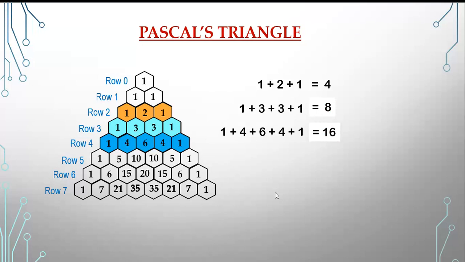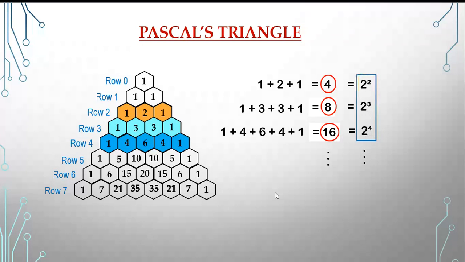Do you see a pattern here? 4, 8, 16, and so on. 4 can be written as 2 squared, 8 is 2 raised to the power 3, and 16 is 2 raised to the power 4, and so on. How can we generalize this pattern? Yes, the sum of each row is equal to 2 raised to the power of the row number.